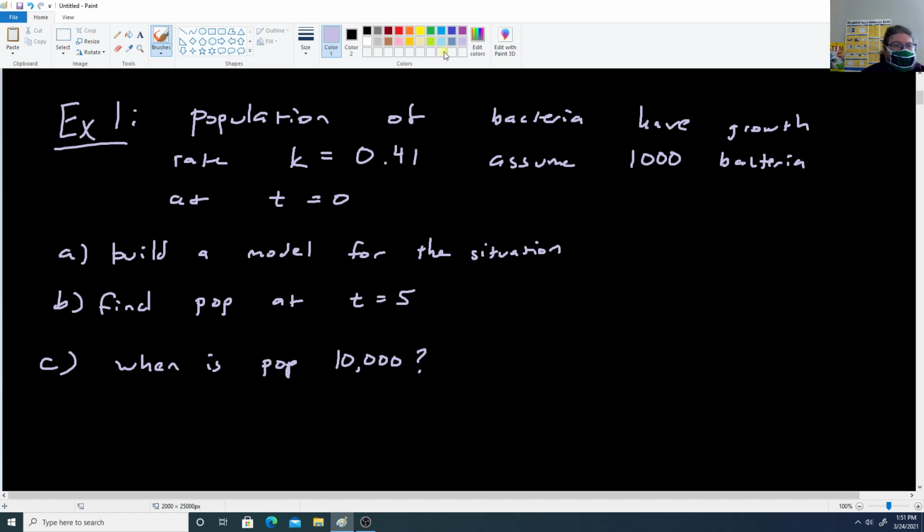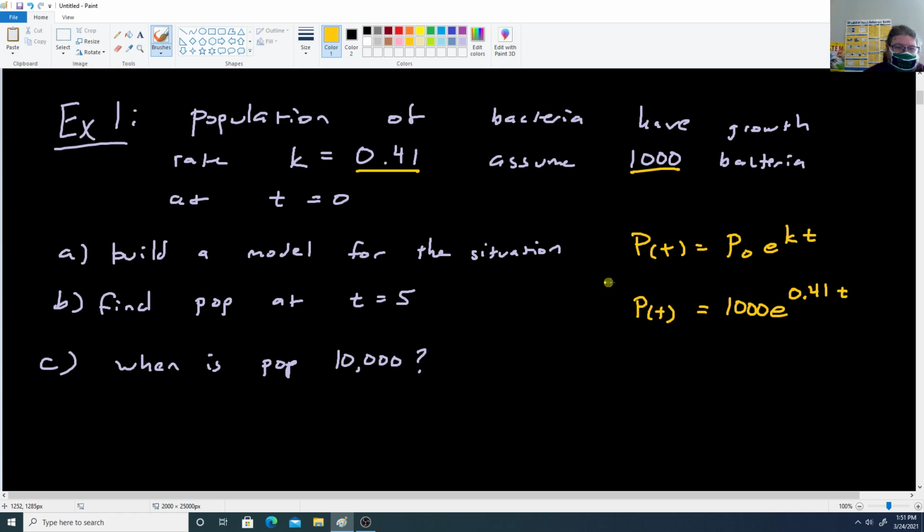Okay, so for part A, we have our equation, P of t equals P naught e to the kt. What they've told me is that the initial amount was 1,000, so we had 1,000 bacteria initially. K is 0.41, and that's all multiplied by t. So this is our starting equation, the equation that models the problem.